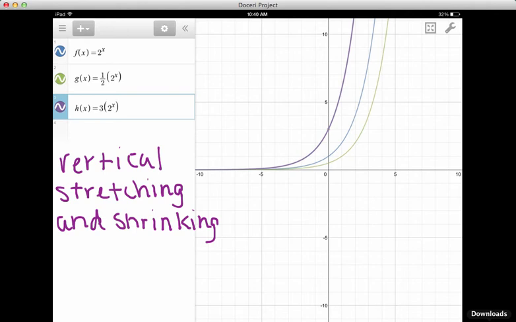If you multiply an exponential function by a positive real number between 0 and 1, the graph will shrink vertically. Now, h of x in purple is an example of stretching an exponential function. In order for you to stretch the graph vertically, you must multiply the original function by a positive number greater than 1, which in this example I use 3.